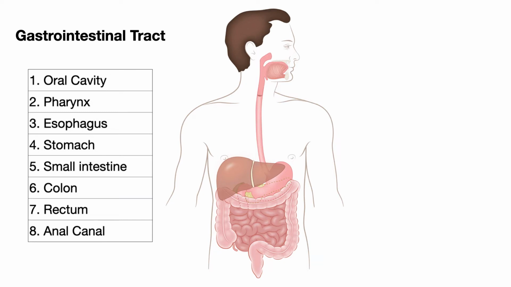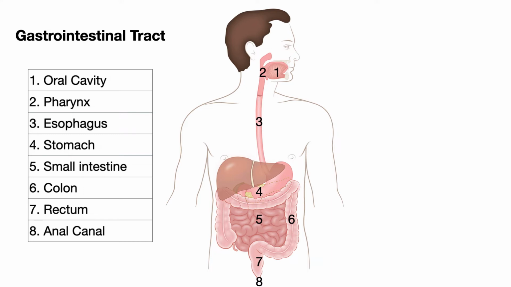Before we go there, let me take you through briefly the different parts of the gastrointestinal tract, starting from the oral cavity to the anal canal. So, oral cavity, pharynx, esophagus, stomach, small intestine, colon, rectum, anal canal. And let me label them here.